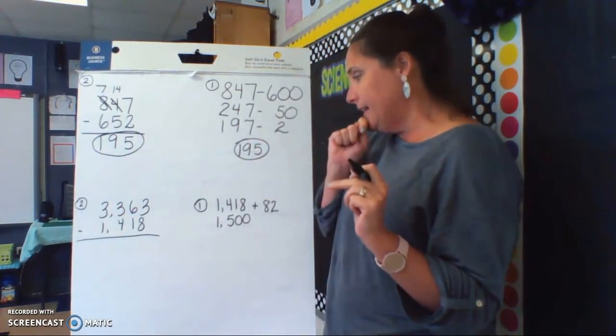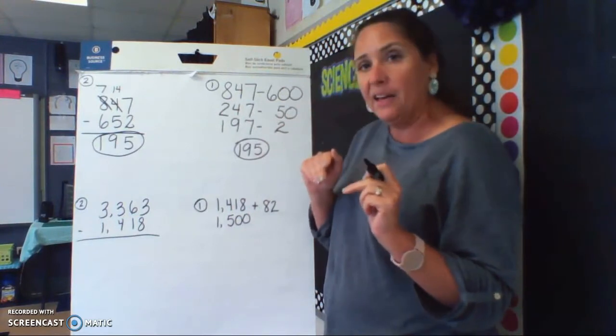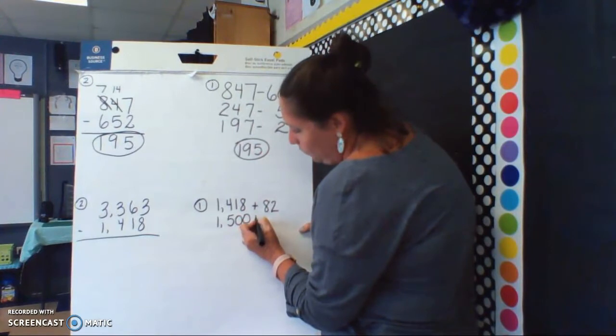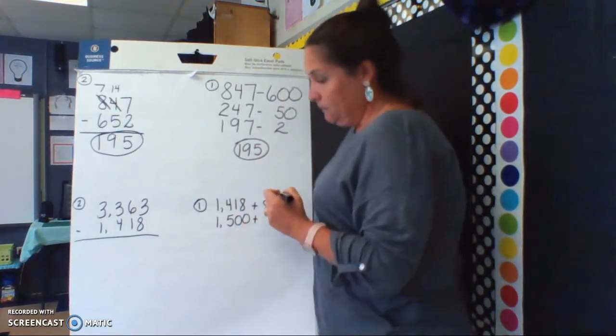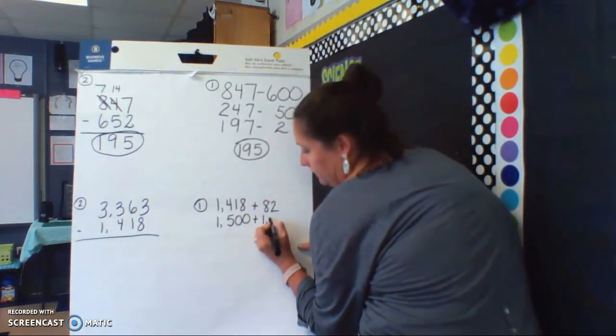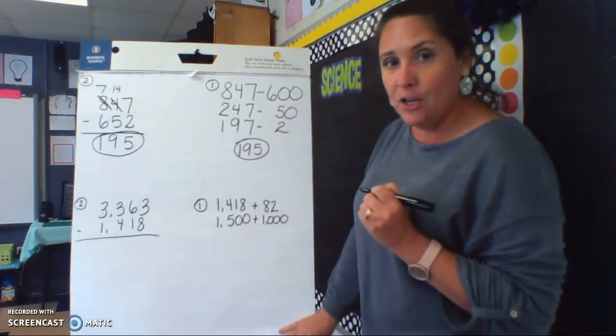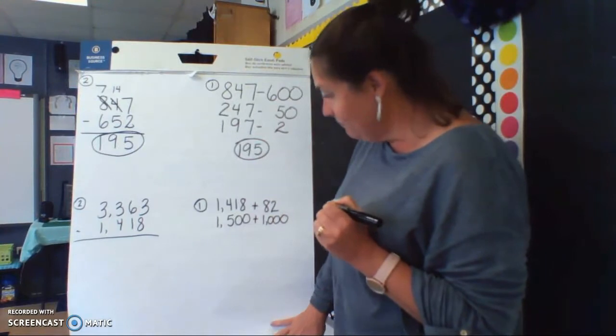So I think that I'm going to start off by adding 1,000. So now I have 1,500 plus 1 more 1,000, and that gives me 2,500.